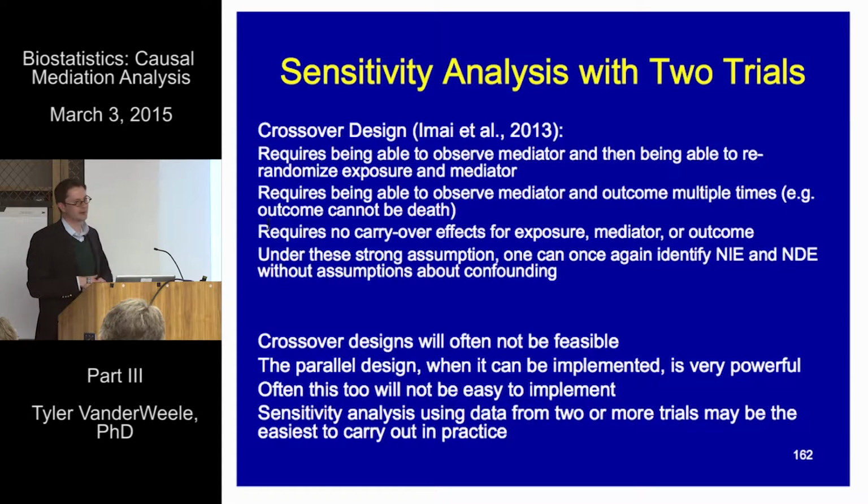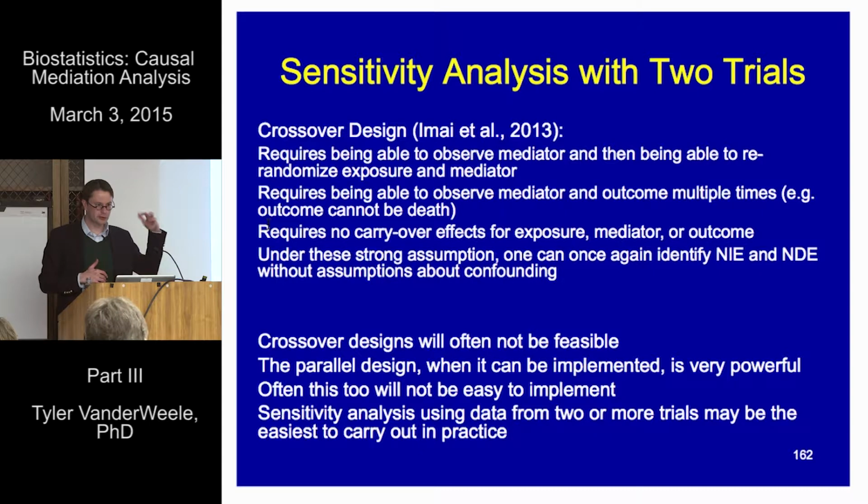But I think these crossover designs will often not be terribly feasible. The parallel design, when it can be implemented, is extremely powerful, extremely useful. There have been a couple of implementations of this now in the literature, but it's not so easy to implement in practice. But I think the sensitivity analysis approach using the two trials really is relatively straightforward to implement in any randomized trial, provided that somewhere in the literature there are other studies that have also randomized the mediator. So I think the potential applicability of that approach is quite broad.